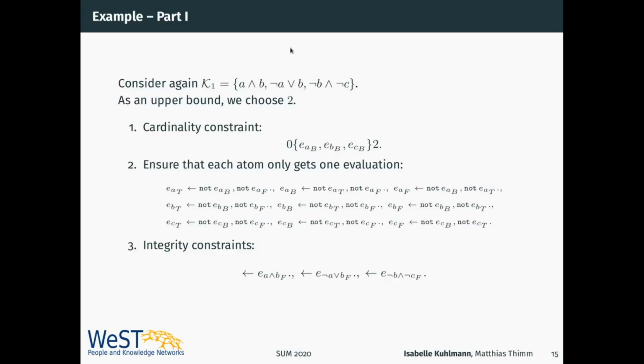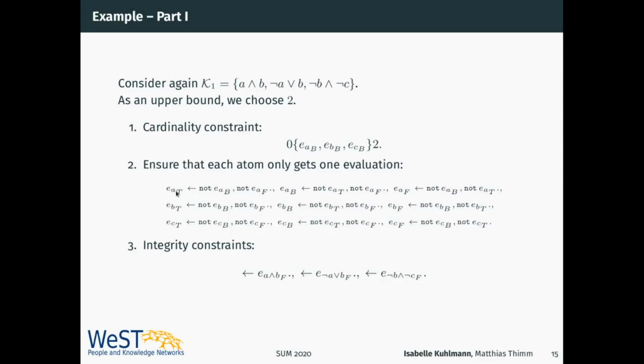Here we have the same inconsistent knowledge base K1 that we already saw earlier. And let's just say we choose 2 as the upper bound. Now as the first step, we set up the cardinality constraint. The lower bound is of course 0, and the upper bound is, as I just mentioned, 2. The atoms in the cardinality rule are those that represent each atom in K1, so A, B, and C, being evaluated to both.